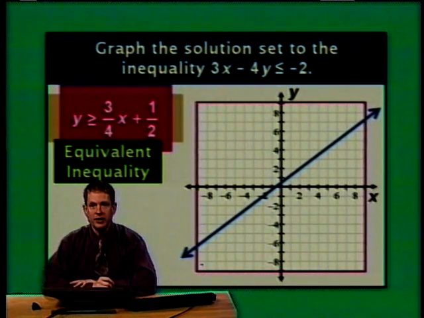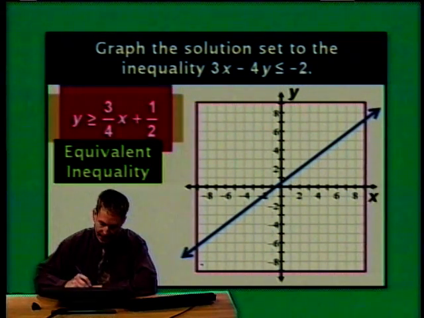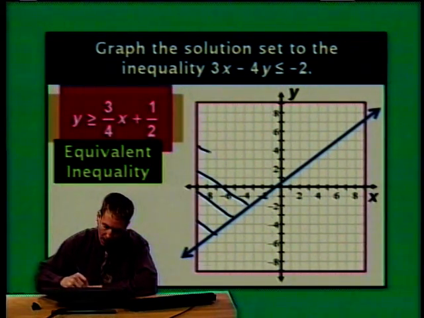Now my original inequality has been manipulated into slope-intercept form. The equivalent inequality is y is greater than or equal to 3/4 x plus 1/2. Points on the line, they're part of the solution set. That's why we have a solid line. The other points that are in the solution set are points that are above the line.